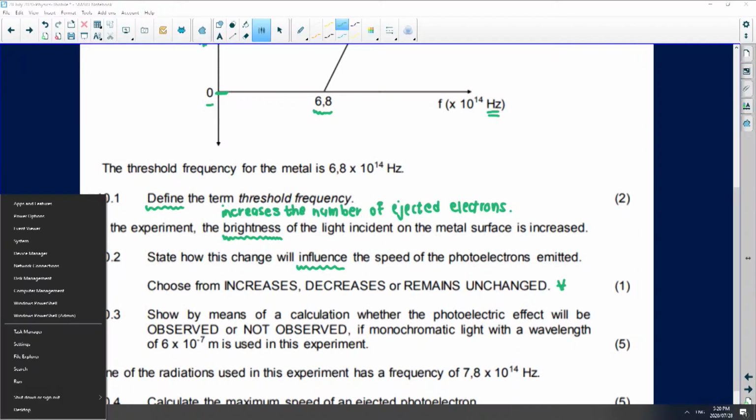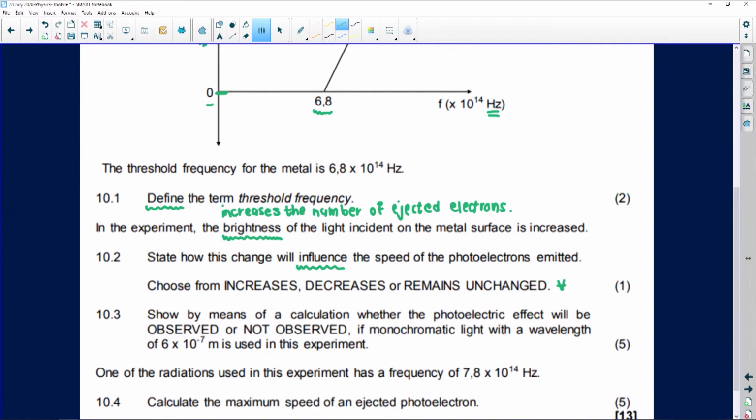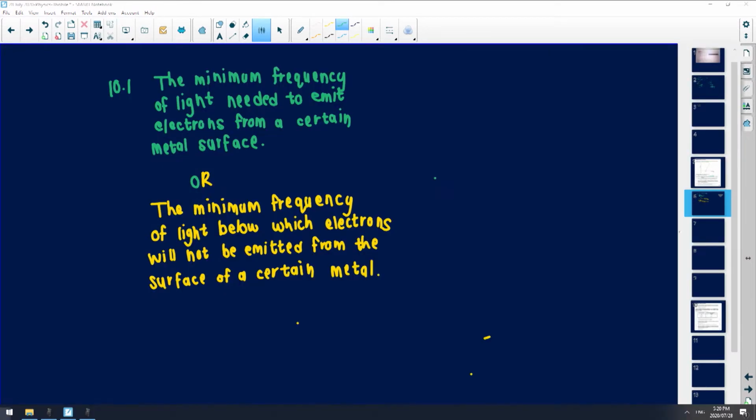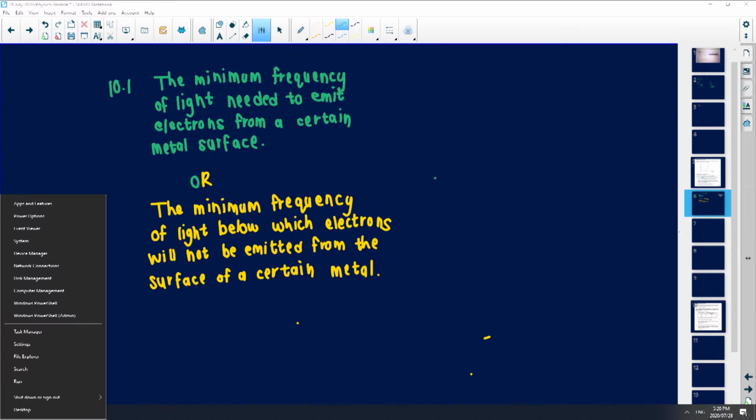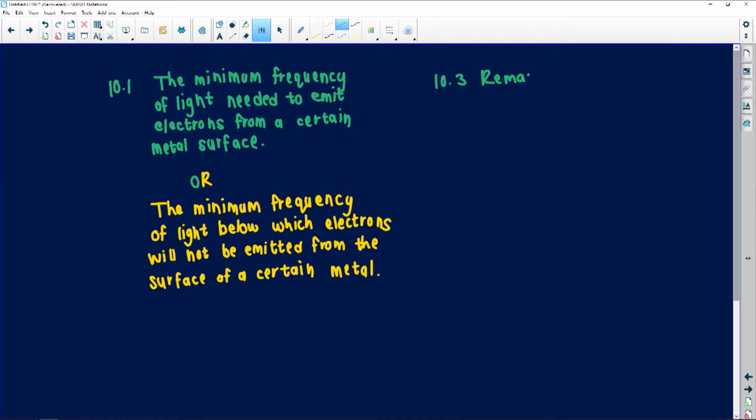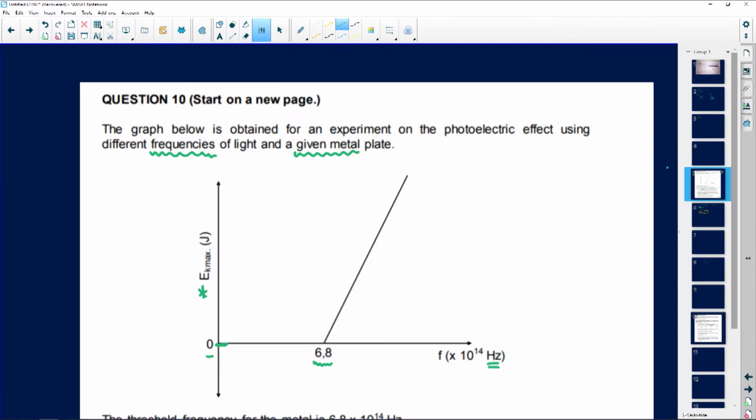Remember, you don't want to get your answer right, but because you didn't use the correct terminology, get your answer wrong. So from this case, brightness only increases the number of ejected electrons. So how will the brightness affect or influence the photoelectrons that are emitted? It will then remain unchanged. Let's put it exactly as they have, and let's phrase it exactly as they have. I'm going to write it here. Remains unchanged. Remember to stick with the wording that they have given you. Do not try to spice it up and then use something else.